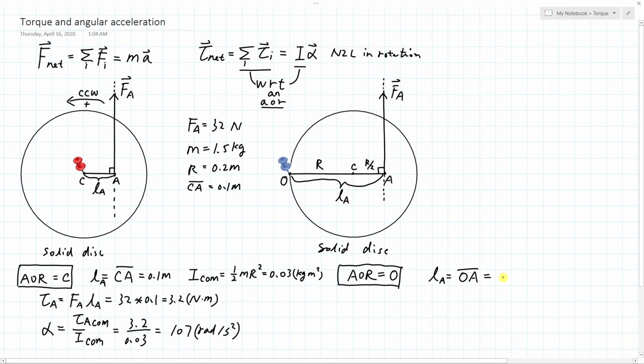So 0.2 and 0.1. So it's 0.3 together as the lever arm. And what about the rotational inertia? I have some space over here, I'll do that over here. And the rotational inertia, this rotational inertia around O, we have the parallel axis theorem to do that.